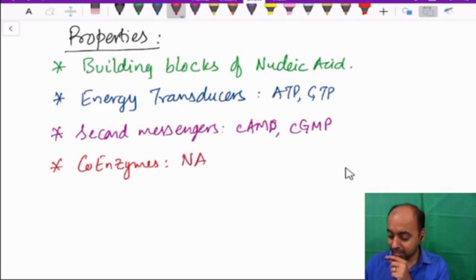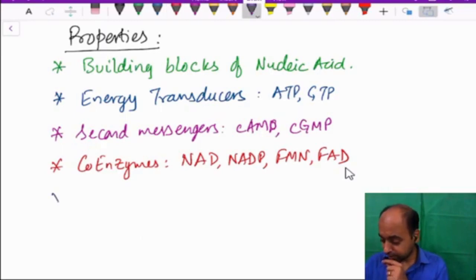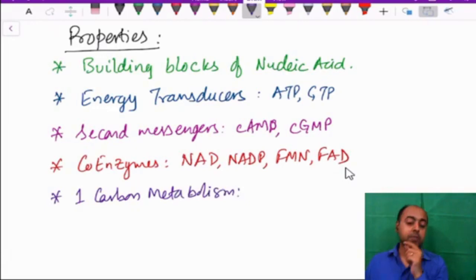Nicotinamide adenine dinucleotide phosphate, flavin mononucleotide, and flavin adenine dinucleotide. All of these are examples of nucleotides being part of the coenzyme. They can participate in one carbon metabolism.